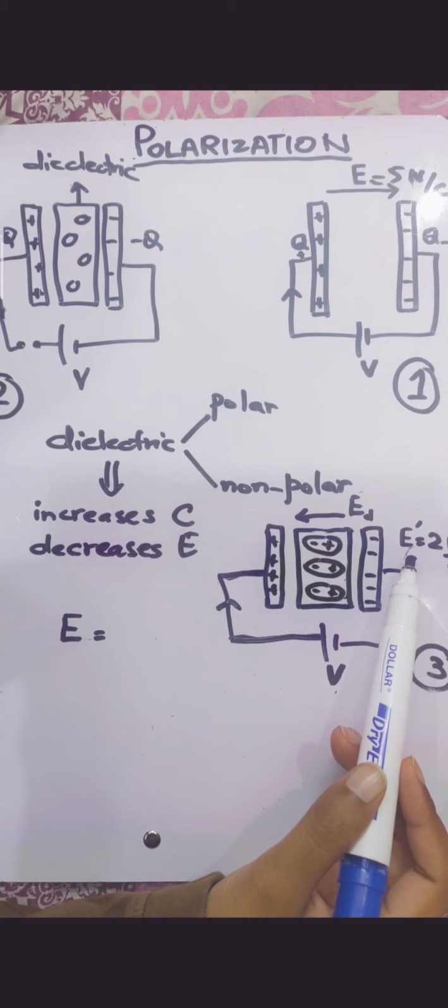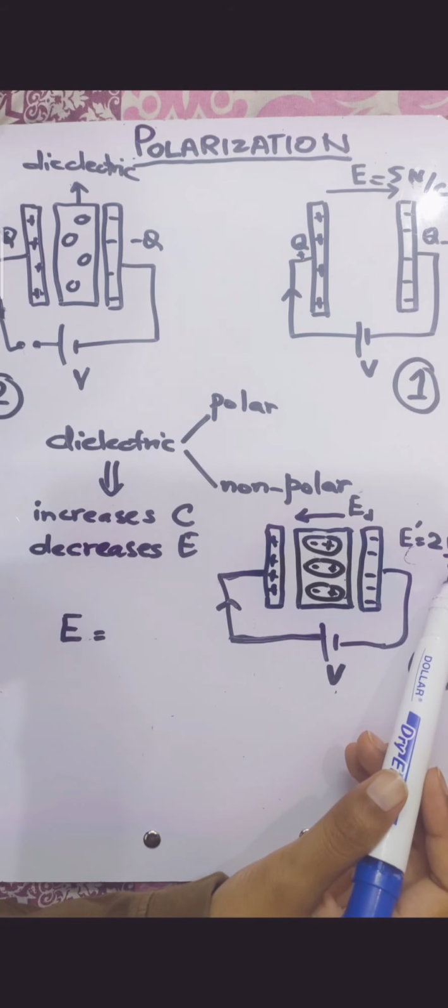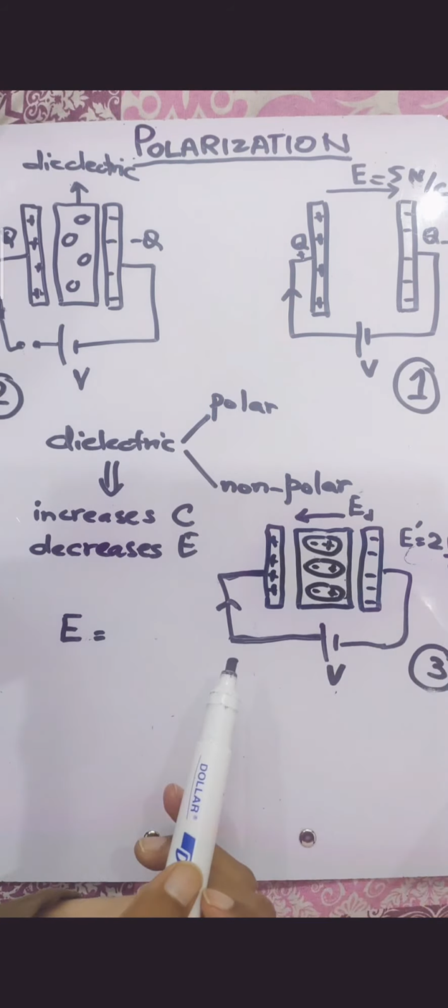All the positive charges are aligned towards the negative plate, and all the negative charges are aligned towards the positive plate. In this case, we see that inside the dielectric an electric field has been established, represented by ED, and its direction is completely opposite to the external field. The value of the field comes out to be 2 newton per coulomb, which was earlier 5 newton per coulomb. So why has this external field decreased?